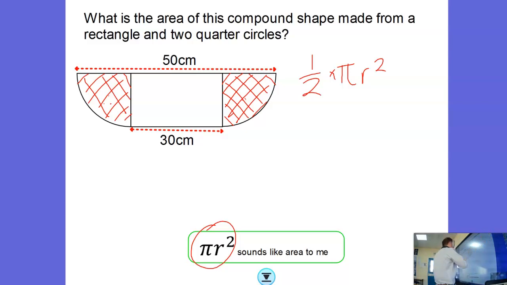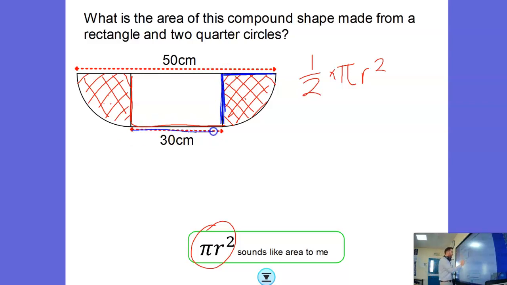Then I'm going to use length times width for the rectangle. Problem is, for both of those calculations, I need some more information. I need that length, the radius of my circle, and it will be the same as that one. So, how are we going to find that?